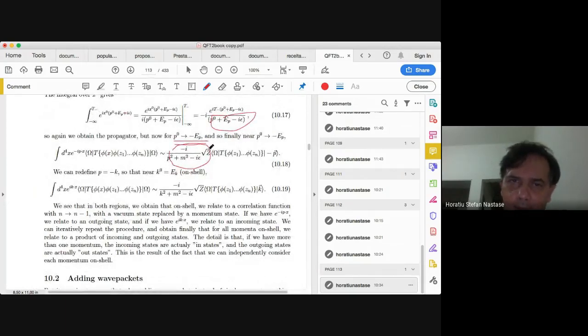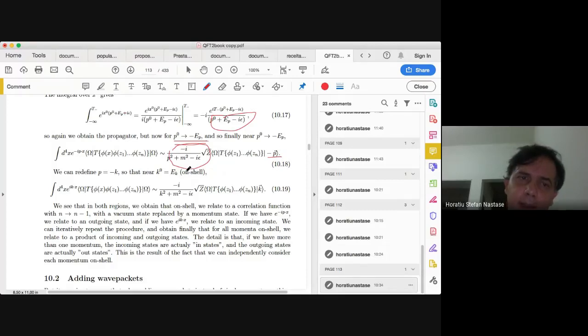So I replace the matrix element with square root z, and then I have this new n-point function with in states which are with minus p vector.